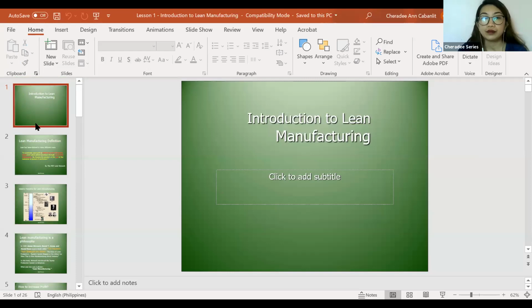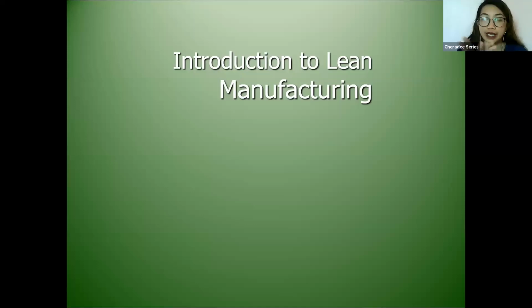So, basically, guys, Lean Six Sigma is actually two different concepts, but they are now one. During the old curriculum, around the 2000s, I think 1993, Lean Manufacturing and Six Sigma were separated. But in modern times, Lean Manufacturing is already embedded with Six Sigma because a connection was found between the two. So, in the first half of the semester, we will discuss Lean Manufacturing, and the other half will be the application of Six Sigma.